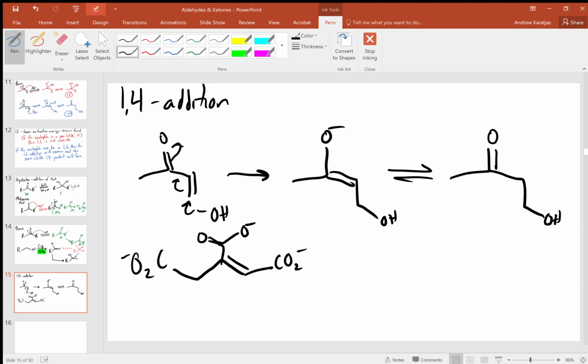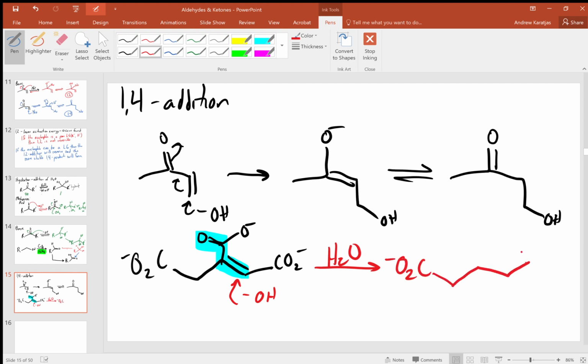Now, this one is not an aldehyde or ketone exactly, it's a carboxylate salt. But you can still see that we have an alkene that's conjugated into a carbonyl. And so if we add hydroxide in here, we could get a 1,4 addition. And in this case, it's more correct to say we're adding water, but same basic idea. And we get addition of OH in a 1,4 way. Why is this important?